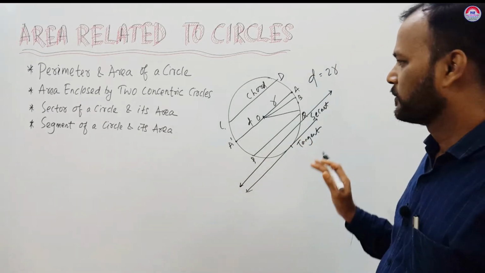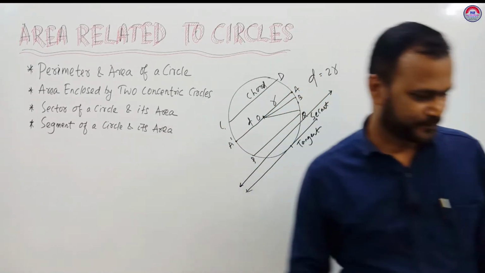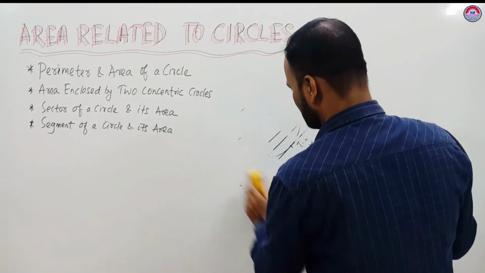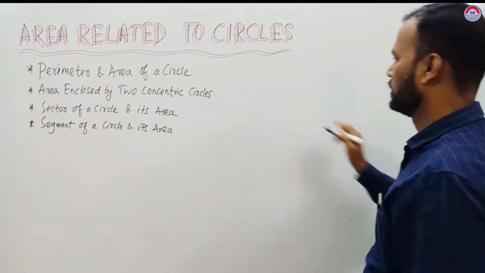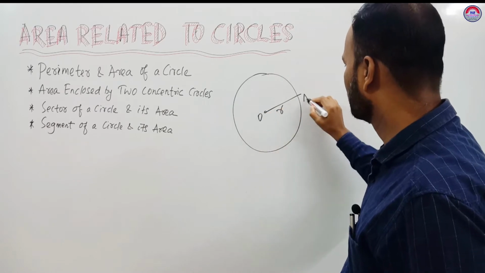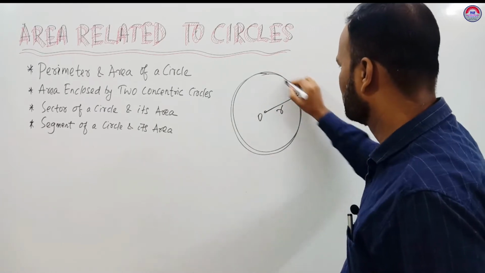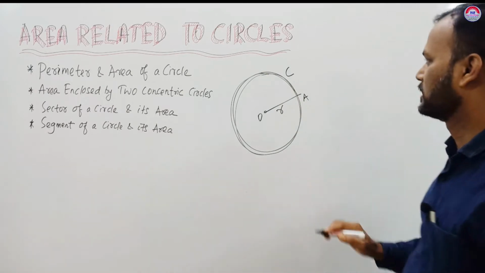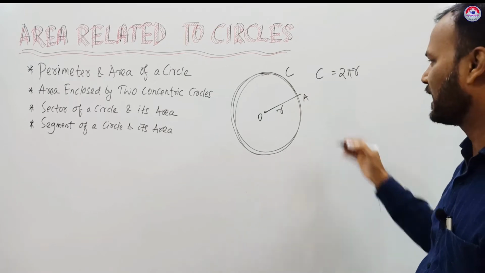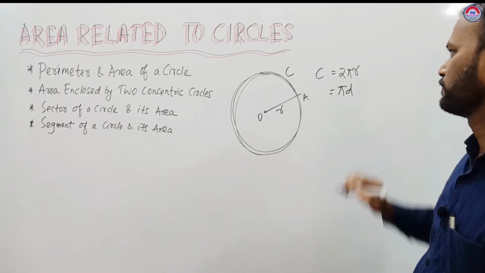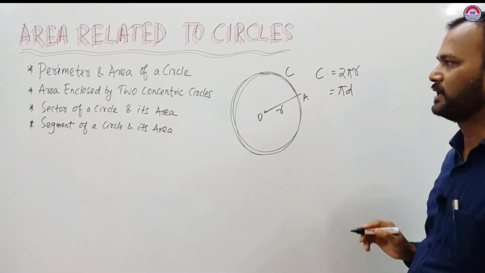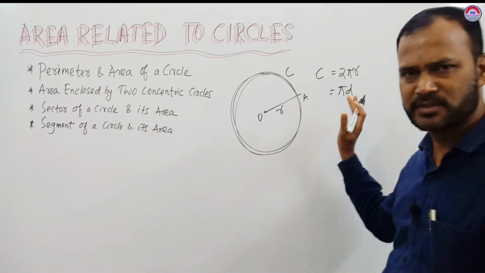Now we learn about circle perimeter and area. The perimeter means it is the circumference of a circle. This is a circle. This is radius OA. This one is called perimeter, C, that is called circumference. Circumference formula is 2 pi r, or we can write pi d. 2r is d, C equal to 2 pi r, or pi d. That is the circumference of a circle.